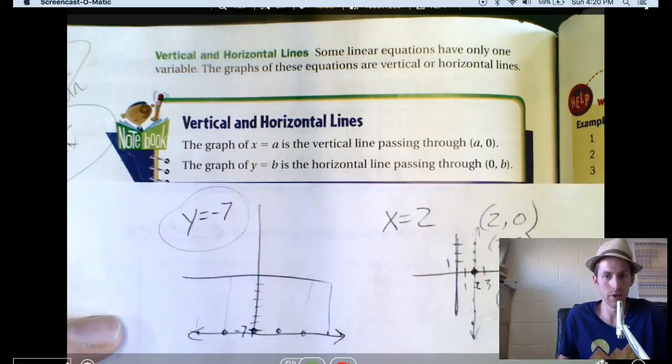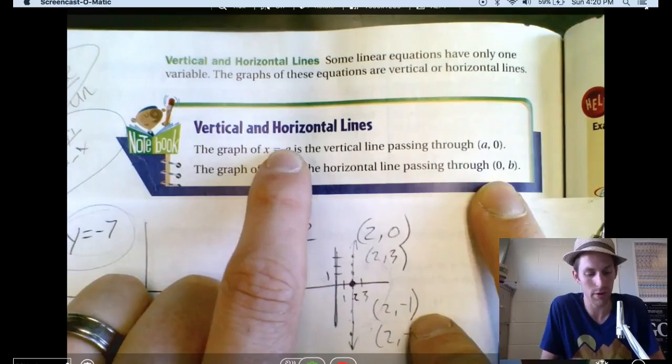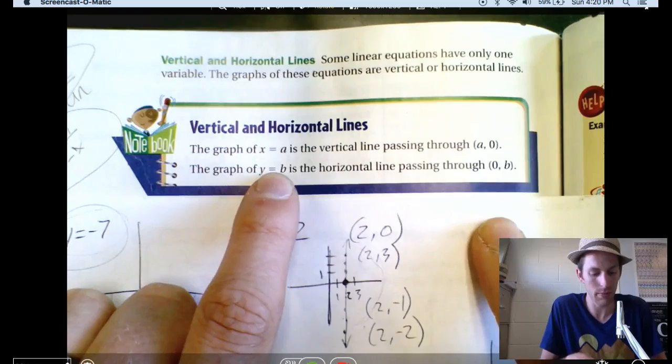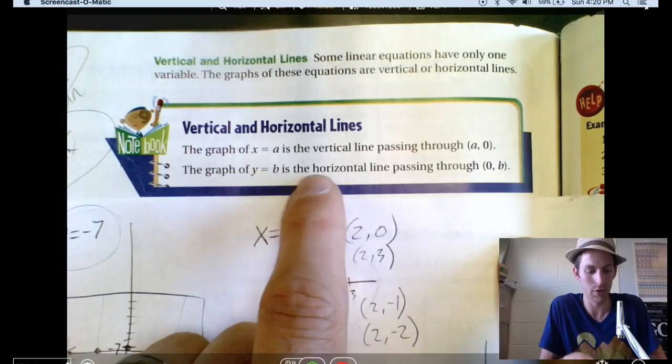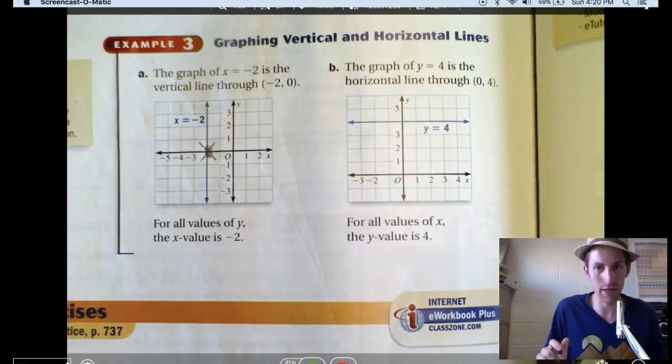Okay? So, you might have to just remember this. Flip back to this, write this down in your notes perhaps. X equals some number, find the coordinate of that number, comma, 0. Y equals some number, 0, comma, that number b. Horizontal line for y, vertical line for x. Kind of sounds weird, but they're opposite. Okay? There, now you learned it. Cool. Here's a couple examples.